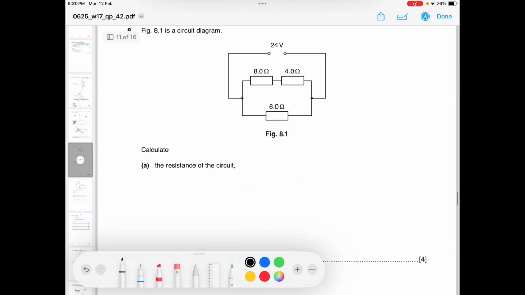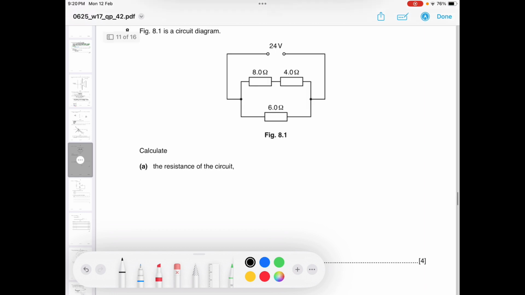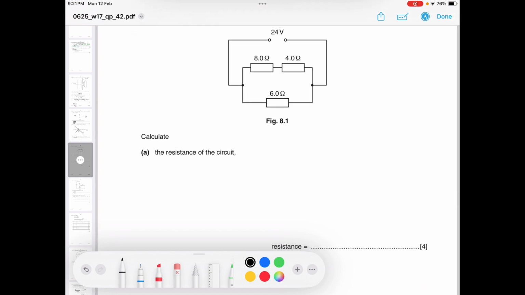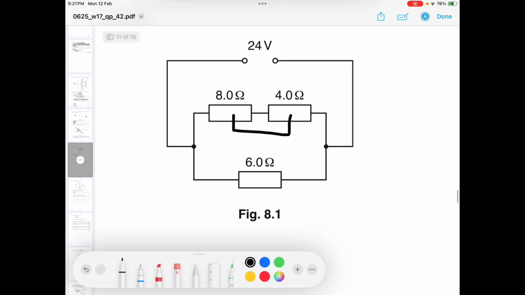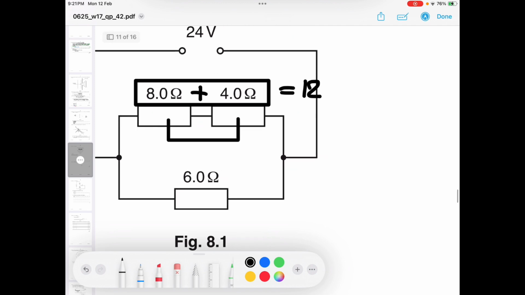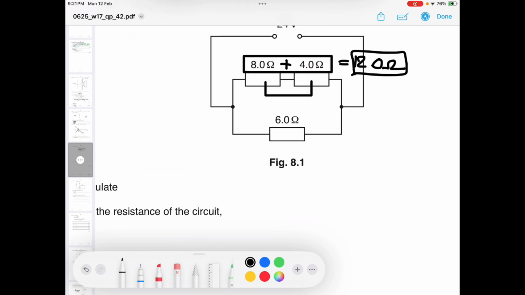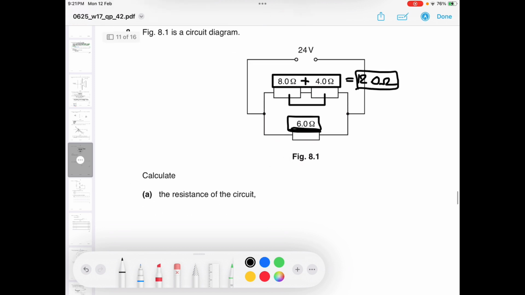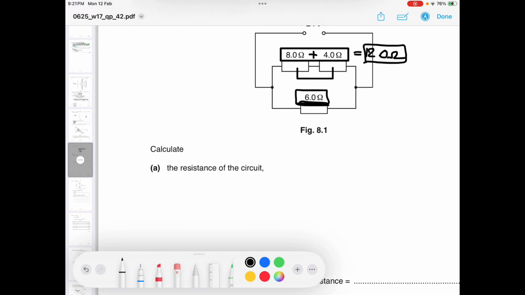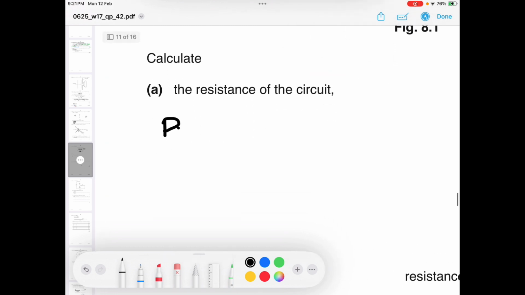Okay, let's move on. Electricity. So figure 8.1 is a circuit diagram. Calculate the resistance of the circuit. Now, as we can see, these 2 resistors are in series with each other. So we can calculate their total resistance by just adding them together, and this will give me 12 ohms. Okay, now these 12 ohms are parallel to this 6 ohm resistor. So to calculate the total resistance in a parallel circuit, we have this formula that is product over sum.